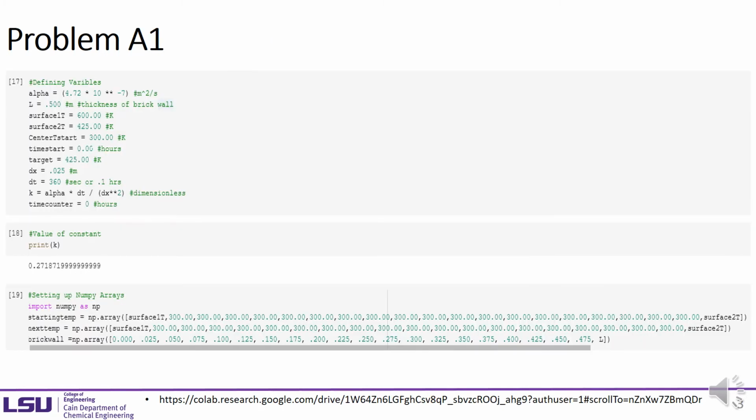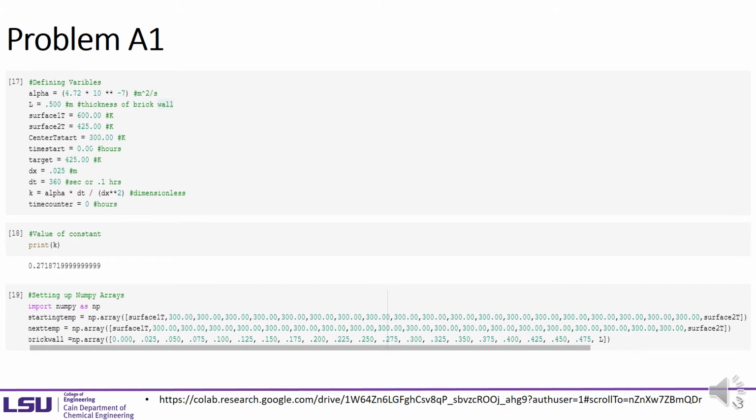For my first problem, I started by defining my variables. For my change in x across the wall, I used a value of 0.025 meters. For my change in time, I used a value of 360 seconds, which is equal to 0.1 hours. And I also calculated the value of a constant that I called K, which is equal to thermal diffusivity times the change in time divided by the change in x squared. For my second block, I wanted to ensure that the value of K was correct, so I printed it out to check it.